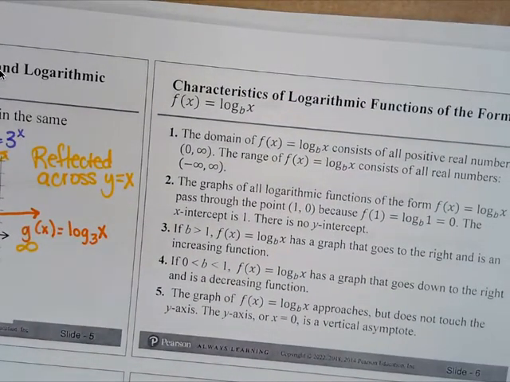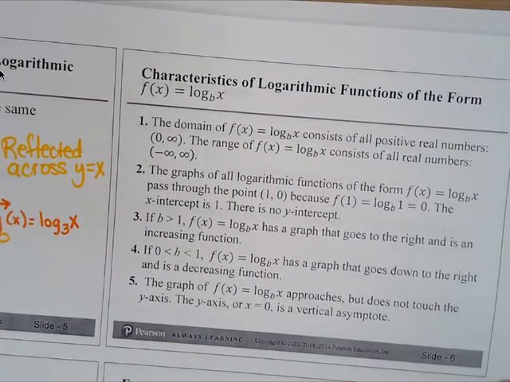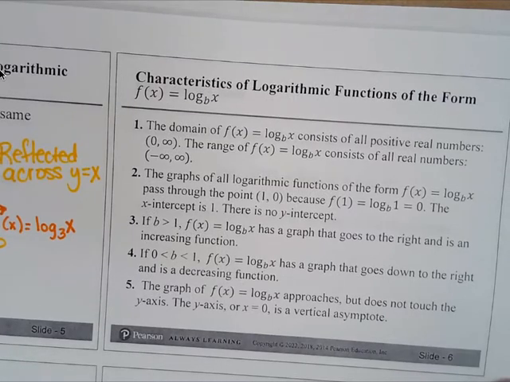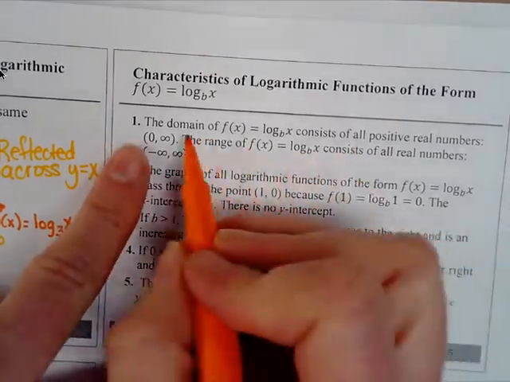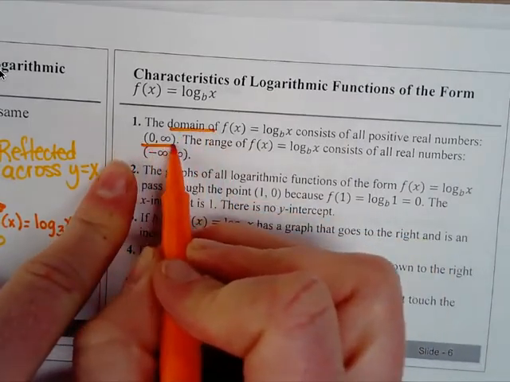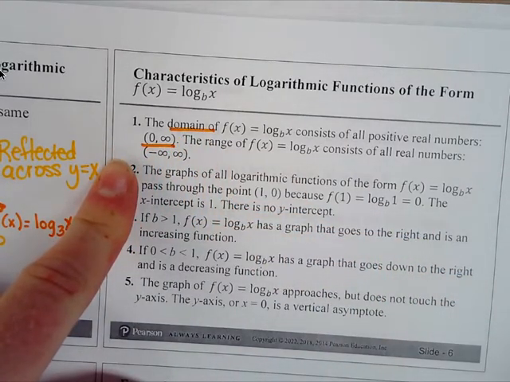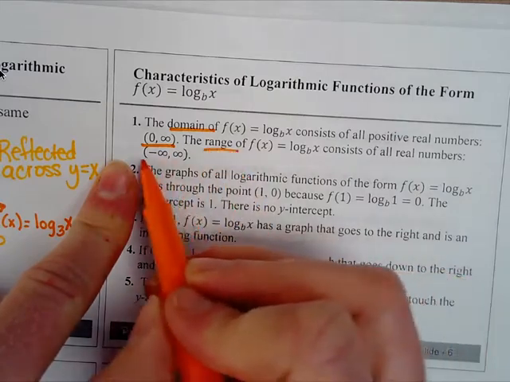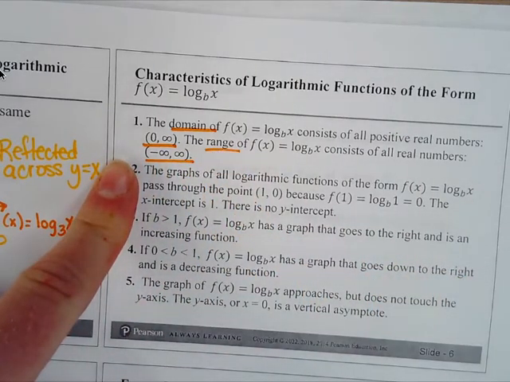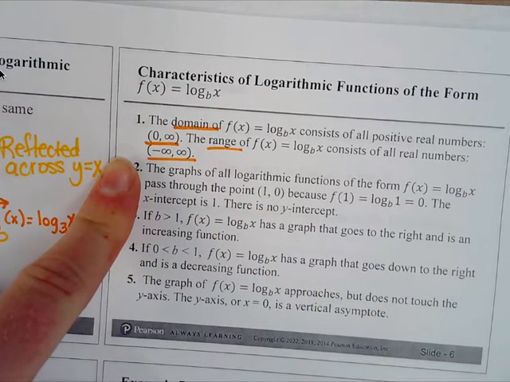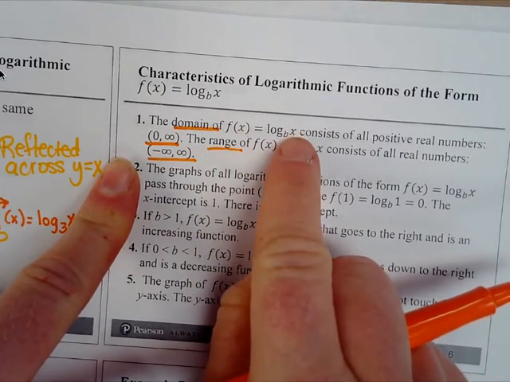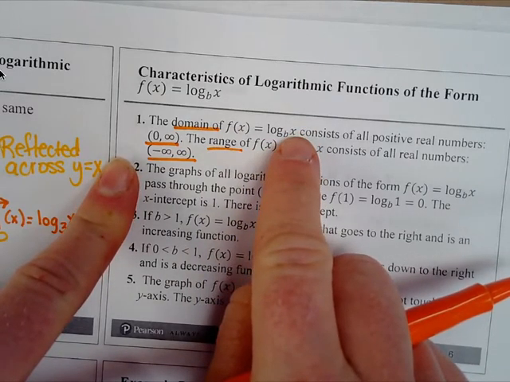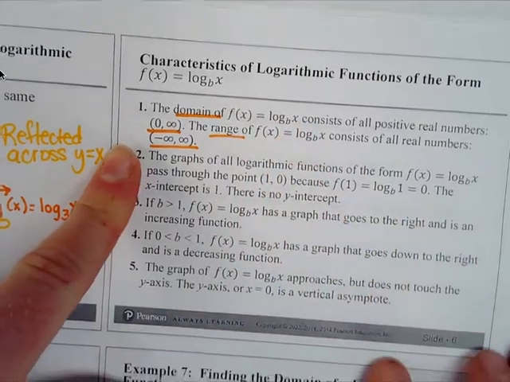Okay, so these are characteristics of the log functions in the form of log base b of x. For the domain, it's going to be from 0 to infinity. And the range is negative infinity to positive infinity. But if there's another constant being added or subtracted to that x, that's going to change your domain.